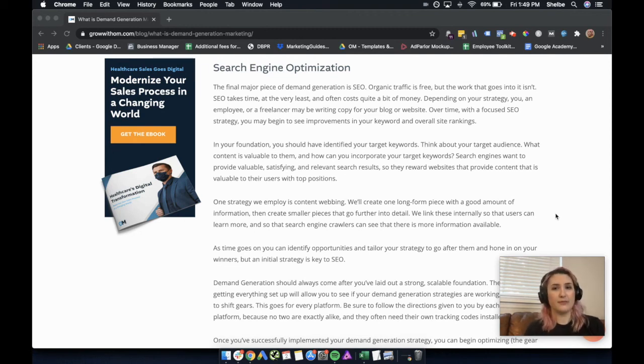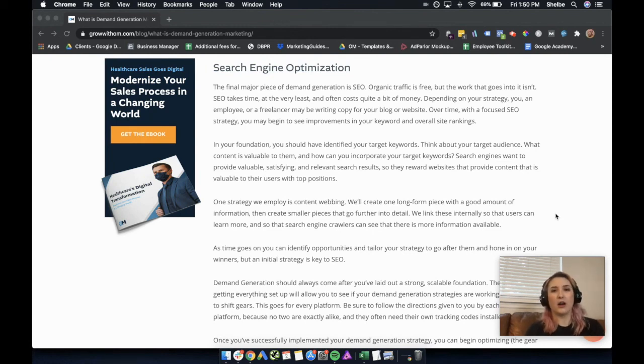So in your foundation, again, go up and check it out if you haven't. You should have identified your target keywords. You'll think about your target audience. This is very important, helping to serve your user, to satisfy them with the results that you're giving them. You want to think about them, think about what they're looking for, what content is valuable, and how you can incorporate that with your target keywords.